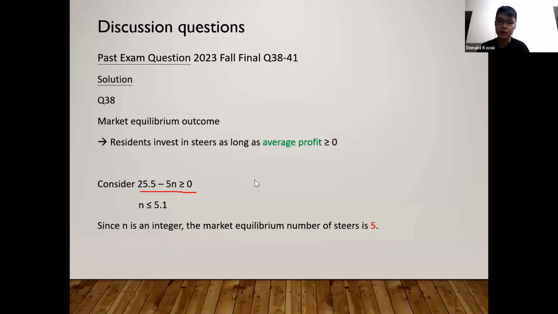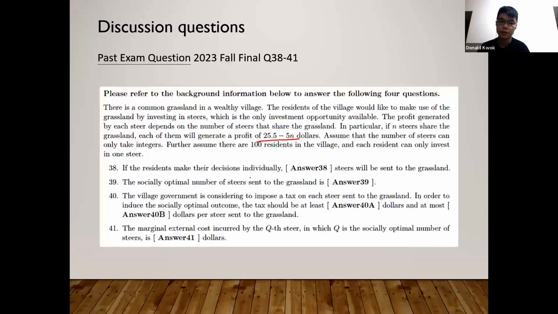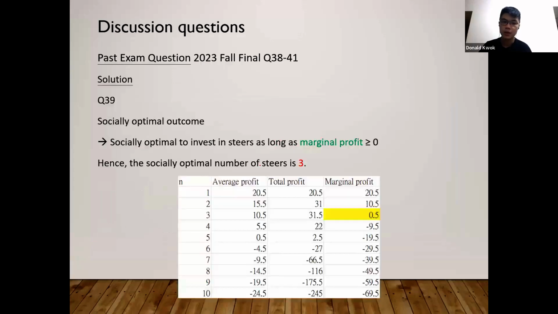Okay, so question 49, to find the socially optimal number of steers. This time, we are going to apply the socially optimal outcome, which is to continue investing in steers as long as the marginal profit is greater than or equal to 0. Or effectively, we are finding the point where the total profit is maximized. So how can we do that? Now we are going to shift to Excel again to calculate the marginal profit table together.